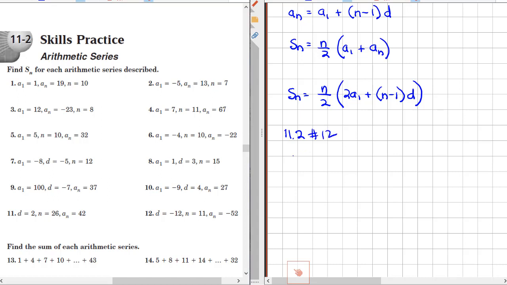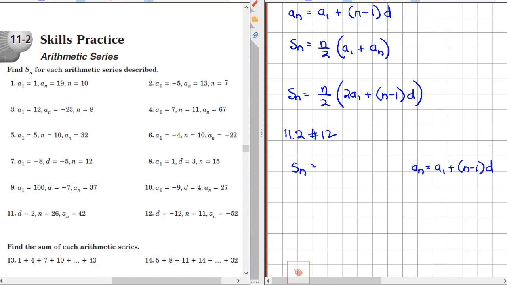So the goal is to find S sub n. And so we're given the d value, the number of terms, and the last term. What do you wish you had? A1, the first term. Good call. So I'm thinking, even though I want the sum, I might need to start here. A sub n equals a sub 1 plus n minus 1 times d. Let's see if this works.